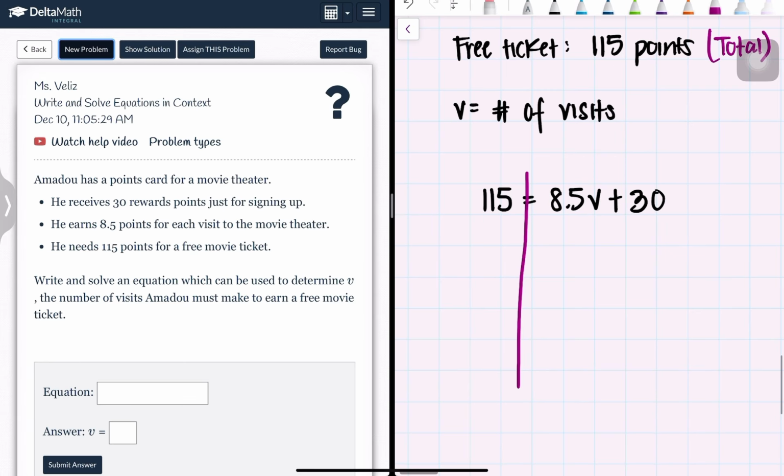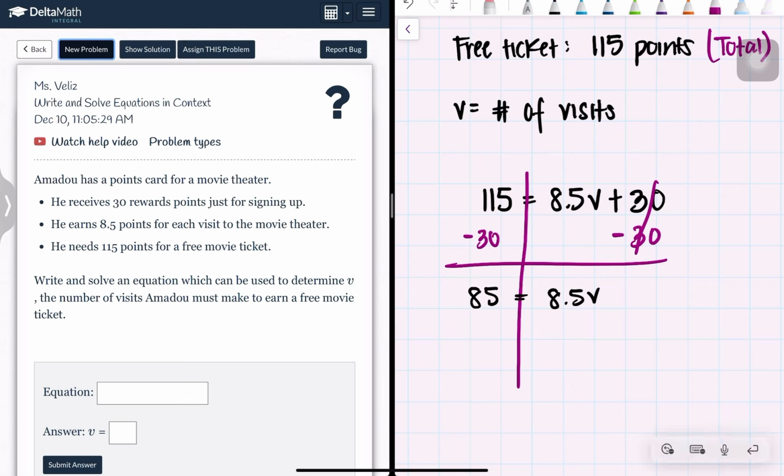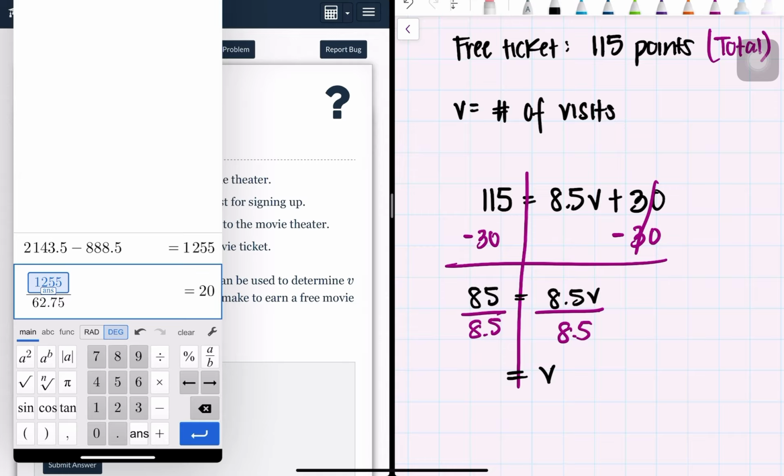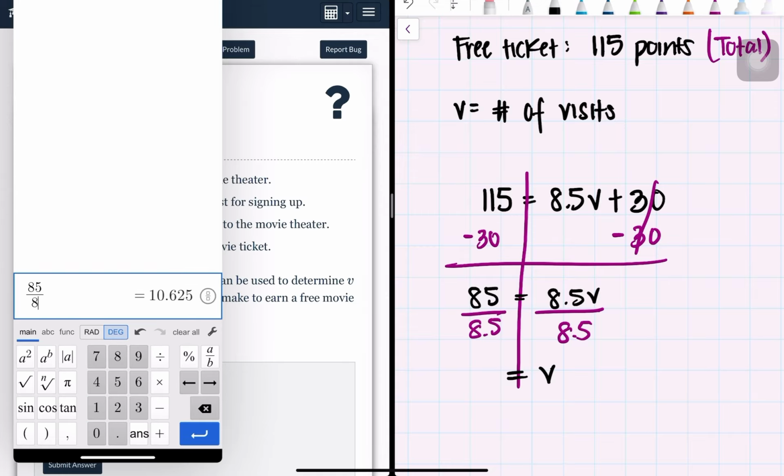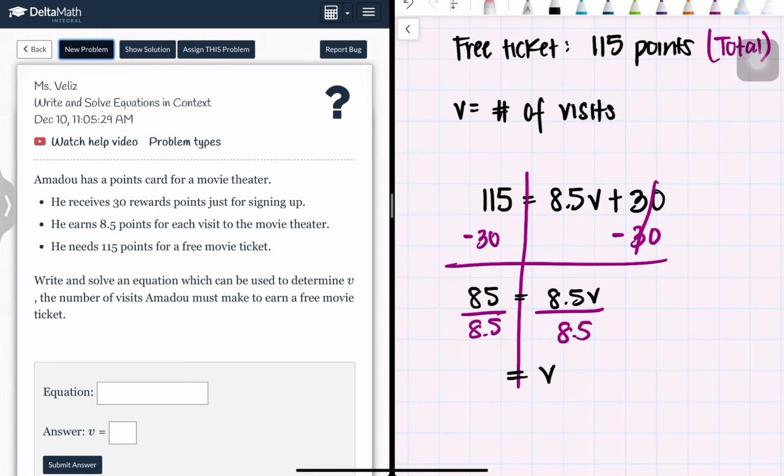So let's go ahead and work out the equation, guys. I'm going to do the inverse, subtract 30 from both sides. That's going to give us 8.5 V is equal to, I want to say 85. From there, we're going to divide by 8.5 and divide by 8.5. So that should give us roughly 10, I believe. All right, but let's check because I could be wrong sometimes. 85 divided by 8.5 is 10.